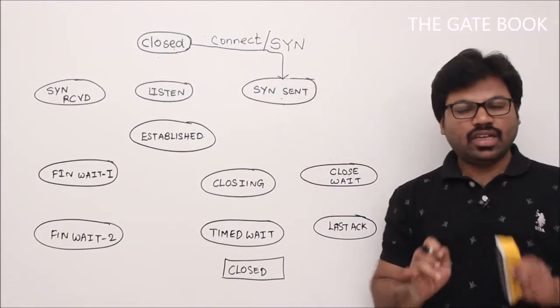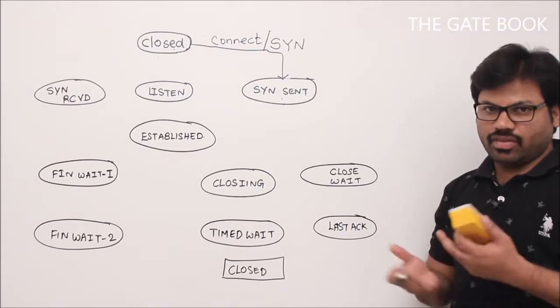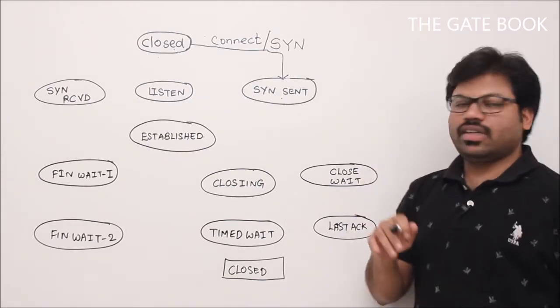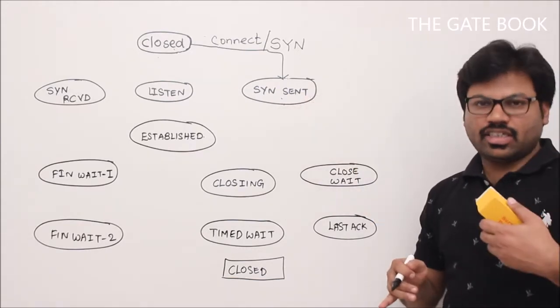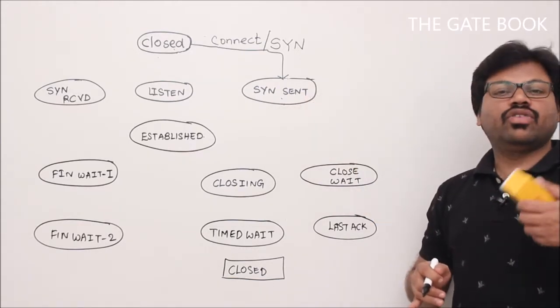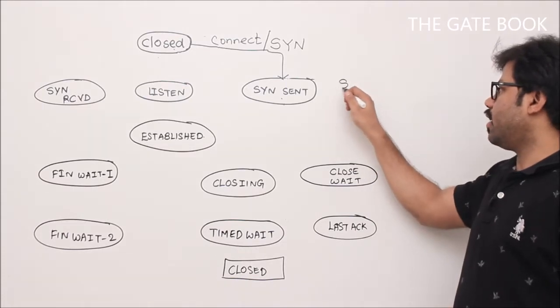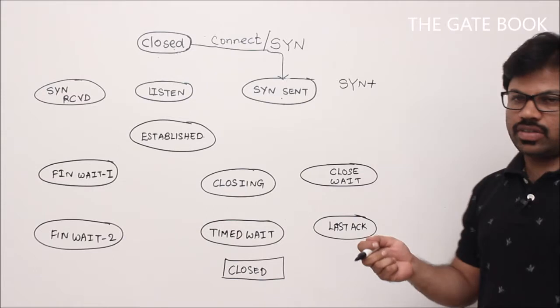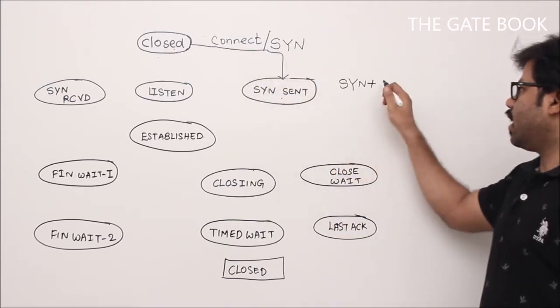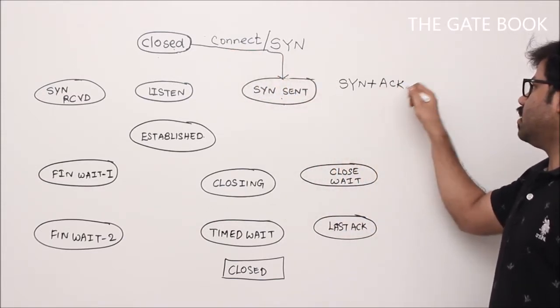Now we have to remember that we sent one SYN. After that, what are we going to do? We will be waiting for the acknowledgement, and at the same time we are going to expect a SYN packet also, because it's a three-way handshake process. Just now one step is done. The second step is getting SYN plus ACK.